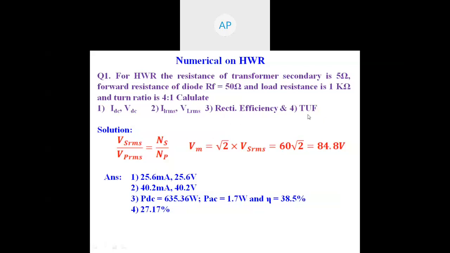Now TUF, the transformer utilization factor, is given as PDC divided by the PAC rating. And for that you have to find out all these values. So guys, this is homework for you. You have to try it at your end.